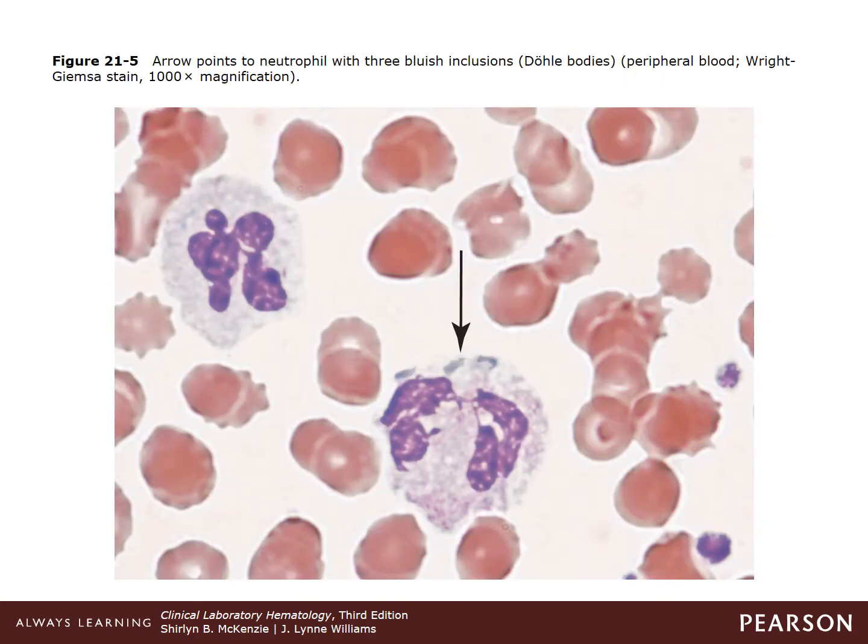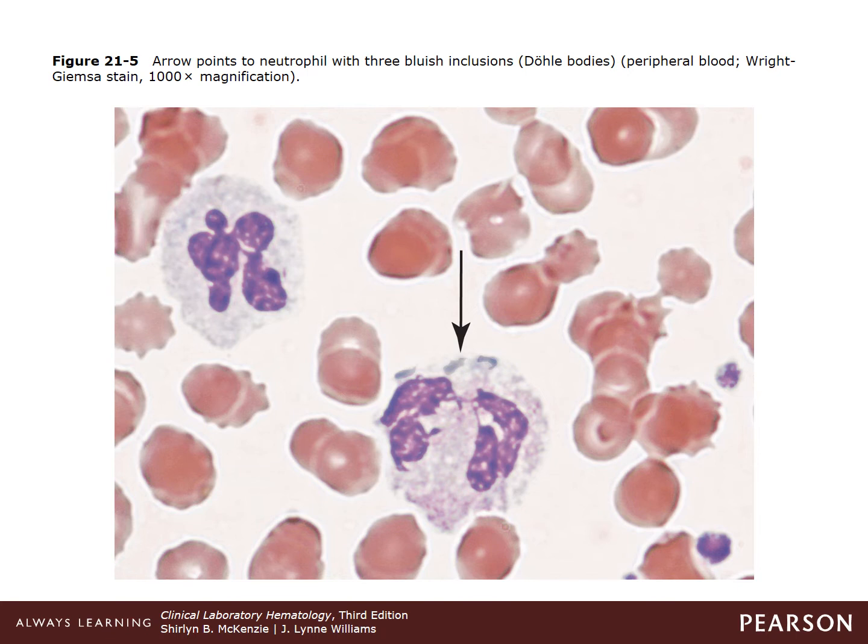Now we're going to talk about the cytoplasmic abnormalities seen in neutrophils and are often found in infectious states, and when present can include diagnostic information. So it's very important you pick this up as a CLS. So the first type of inclusion we're going to see are Döhle bodies.